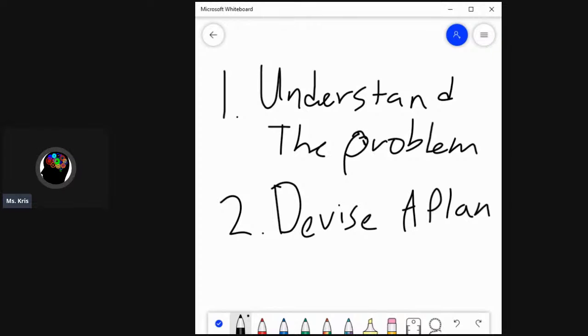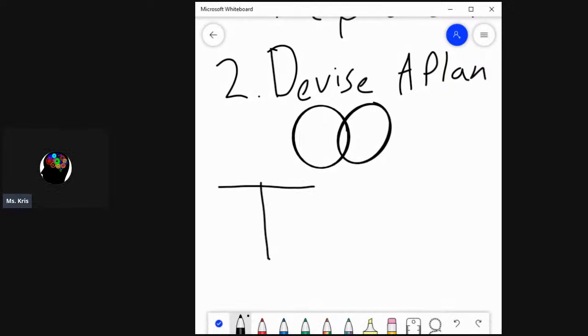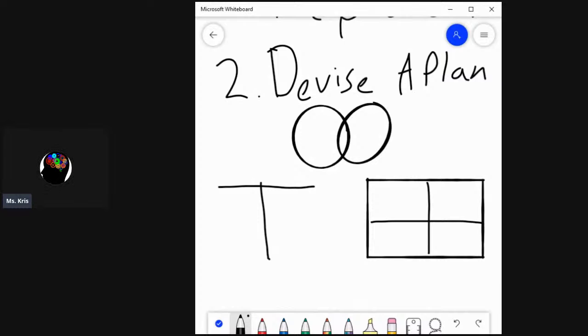So now, devise a plan. Successful problem solvers use a variety of techniques when they attempt to solve a problem. Here are some frequently used procedures. You can make a list of the known information. You can make a list of information that is needed. You can draw a diagram, which usually is a Venn diagram like so. You can make an organized list that shows all the possibilities. You can make a table or a chart. And of course, a table can look like this, or you can make a chart, which typically looks like this.